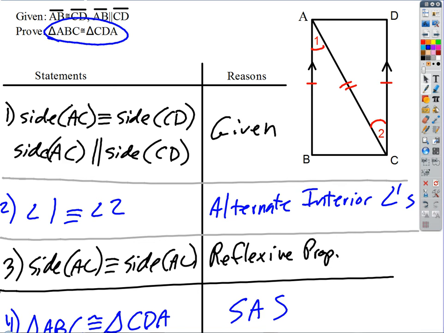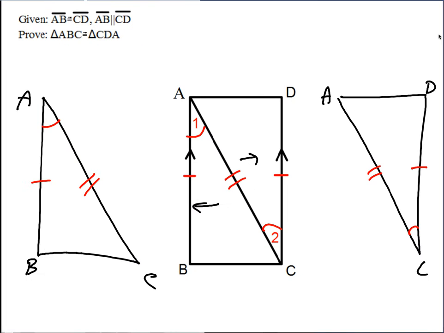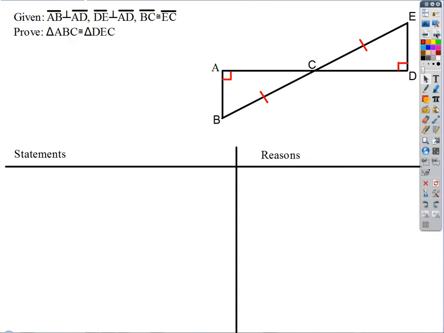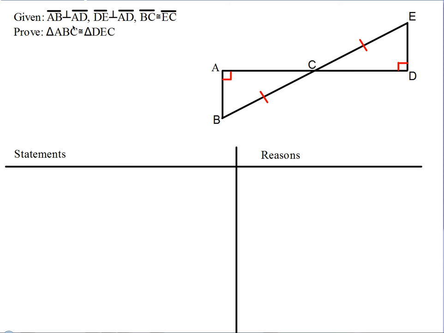Okay? One more. How about this guy? Take a second, so you just digest that. Trying to show that the left triangle is congruent to the right triangle. Okay, look at the stuff we have. We know side AB is perpendicular to side AD. Okay, so there's AB, there's AD. Well, that right angle sign means perpendicular, right? We know side DE is perpendicular to segment AD, and so there's another perpendicular sign. So we've got those markings on our drawing.